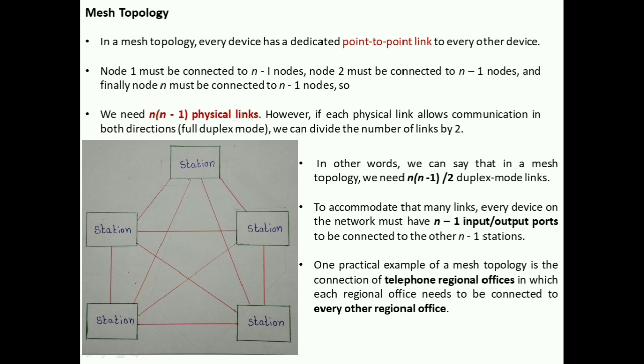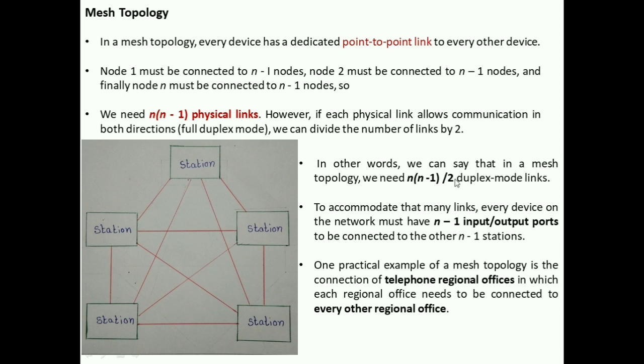If there are n nodes in the network, then we need n into n minus 1 physical links. But do remember, whenever the link between two stations is bidirectional, that is full duplex mode, where the link is used for both sending and receiving information, we can divide the number of links by 2, because this single link lets us perform both sending and receiving of information. So in other words, in mesh topology we need n into n minus 1 by 2 duplex mode links.